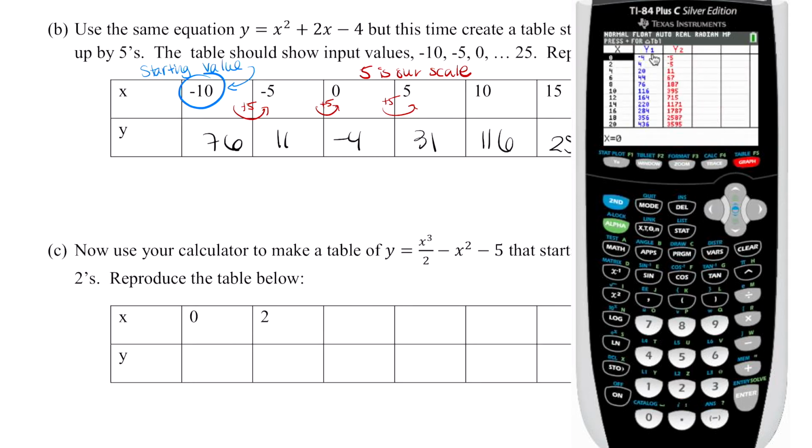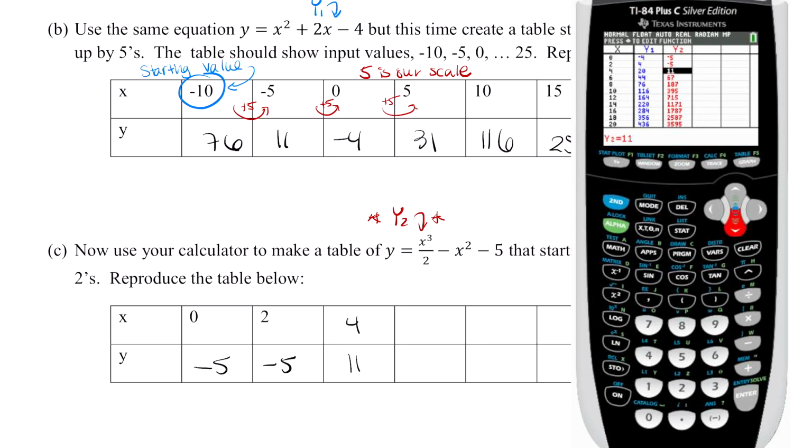And if you notice, I have y1 and y2. Well, this one here is our y1. And this function here is our y2. So this is the one we're interested in right now. So let's look at the y2. So I'm going to scroll over to the right and just look at these values. So for x is 0, y is negative 5. When x equals 2, y equals negative 5. When x equals 4, since we're counting by 2's, we end up at 11.